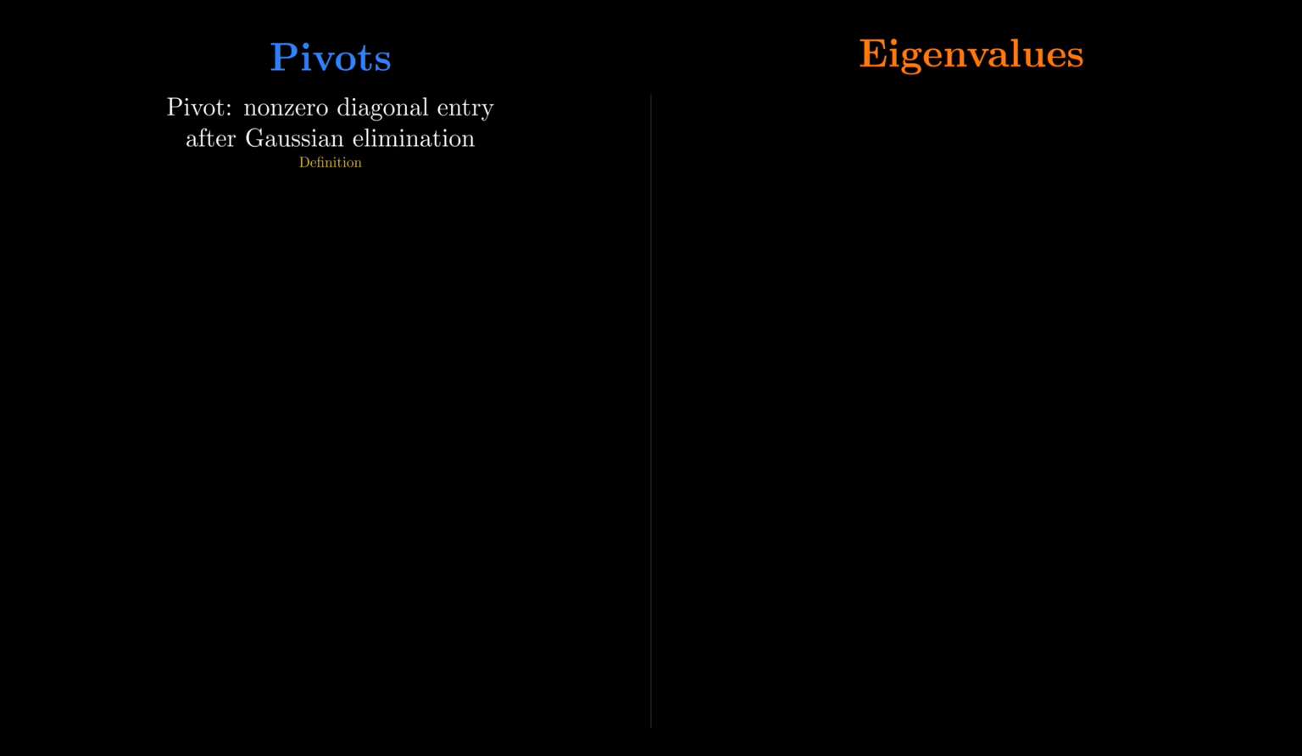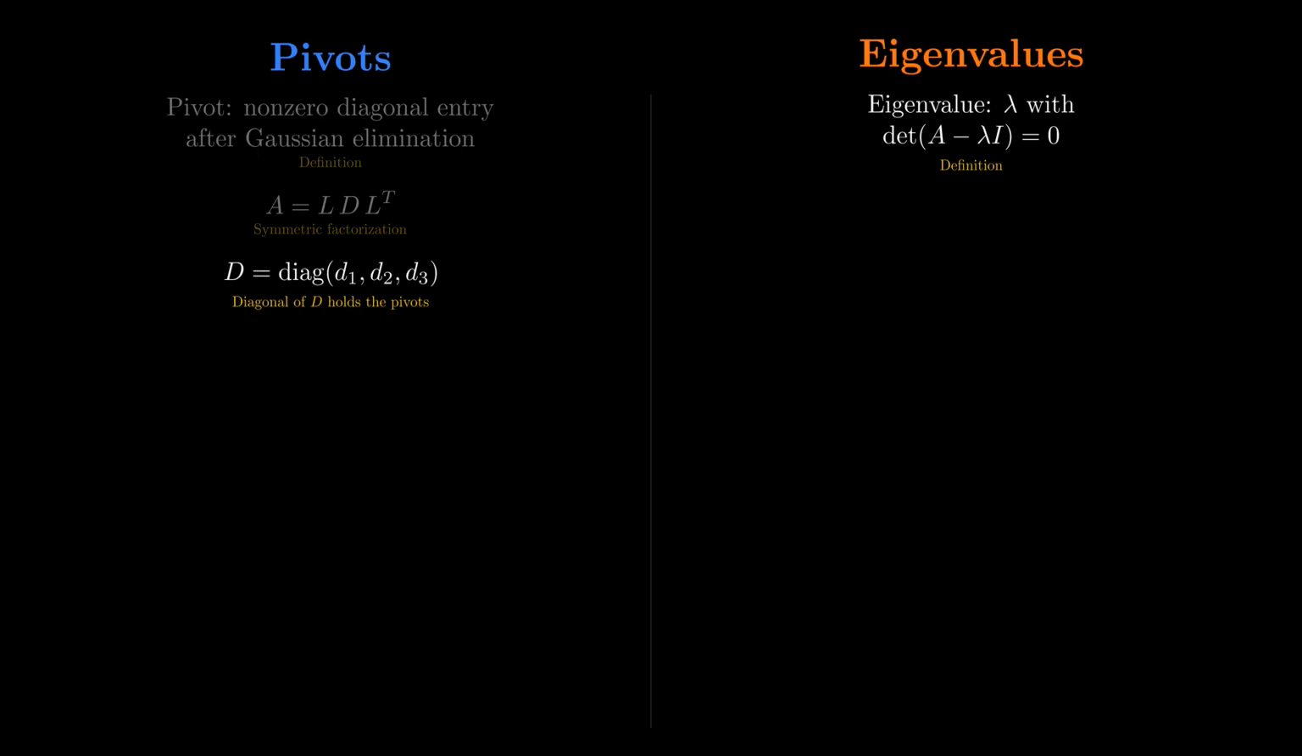First, a pivot. A pivot is a non-zero entry that appears on the diagonal after Gaussian elimination. For a symmetric matrix A, elimination factors it as L times D times L transpose, and the diagonal of D holds the pivots, namely D1, D2, D3, and so on. Second, an eigenvalue. An eigenvalue is a number lambda that satisfies the determinant of A minus lambda I equals 0. Eigenvalues describe the stretching directions of the matrix, and we can mark them on a number line as lambda 1, lambda 2, lambda 3.